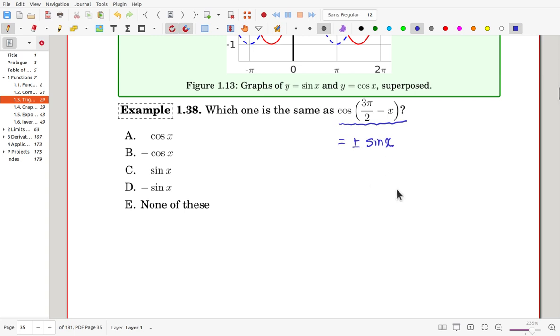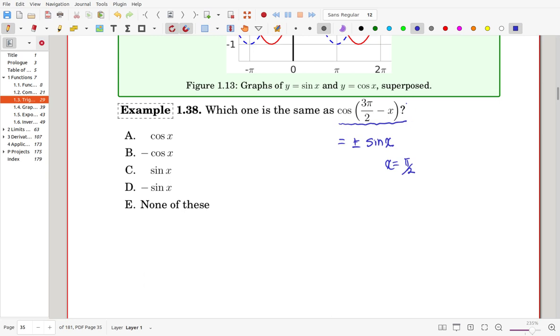Now, by specifying one point, you can decide the sign. For example, let's choose x equal pi over 2. If we choose 0, then the value is 0, so it's not possible to decide the sign. So we choose here x is pi over 2. Then this value will be 1.